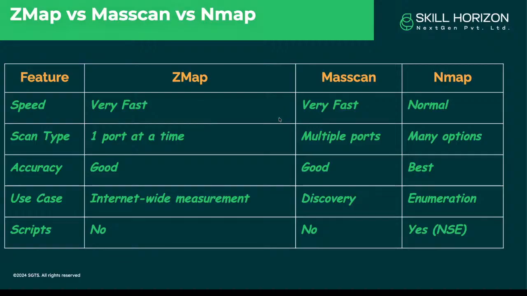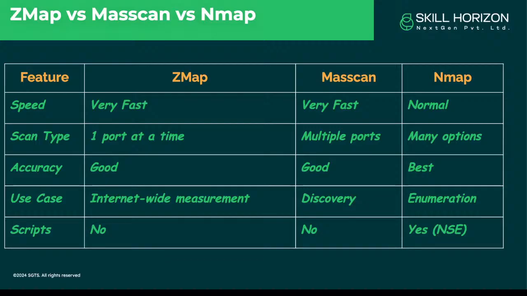If we talk about the use cases, then ZMap is particularly used for internet-wide measurements, Masscan is used for discovery, and Nmap is used for enumeration. If we talk about scripts, in ZMap there are no scripts available. In Masscan there are no scripts available, but in Nmap, yes, there are scripts available for vulnerabilities, known as NSE, the Nmap Scripting Engine, right?